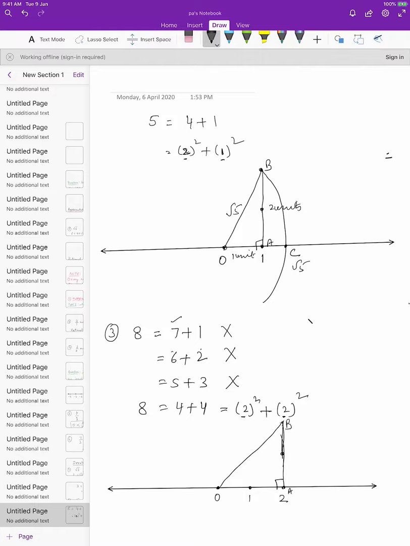OAB. So this is 2 units, this is 2 units. By using Pythagoras theorem, we get OB as root 8 units. So again, taking a compass and drawing an arc, we'll get a point C here. So OB and OC are equal and hence point C represents root 8 on the number line.